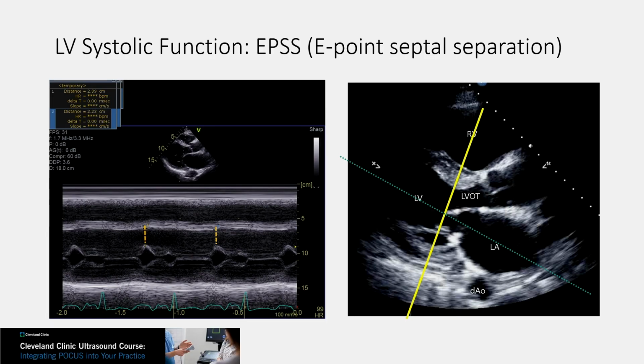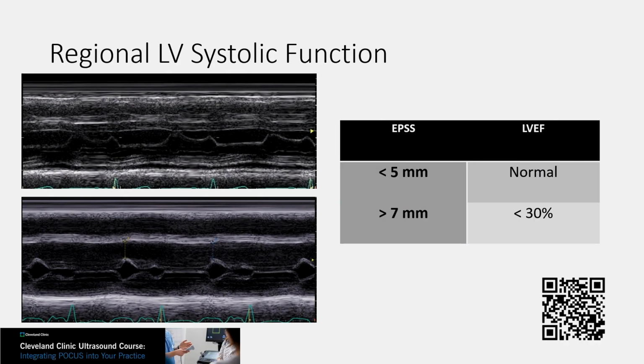Once we get the M mode measurements, what we do is measure the distance between the septum, as you can see in this image, from the early diastolic filling. It's very important to know it's early diastolic filling. And the measurements that we see usually are more than 7 mm. If the distance between the septum and the leaflet tip in early diastole is more than 7 mm, there is a high possibility the patient has impaired LV systolic function. If it is less than 5 mm, it's very normal.